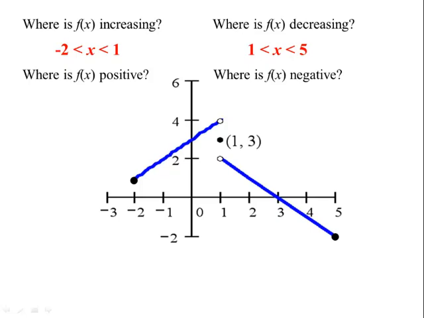Where is f of x positive? That's above the x-axis. So that's going to be all x values from -2 all the way up to 3. Now we can put an equal sign here on -2 because when x is -2, y is a positive number. But we don't include it on the 3 because when x is 3, y is 0, and 0 is not positive. Where is f of x negative? That's below the x-axis. So we see that's from 3 to 5.